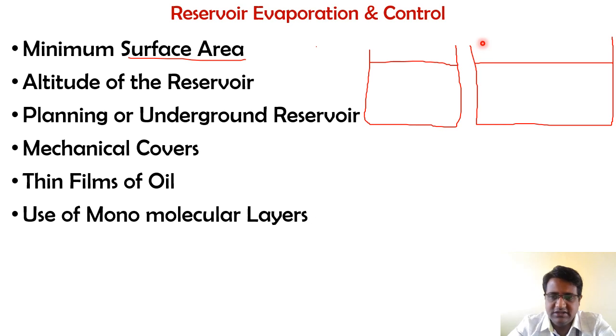It is common sense that when the surface area is less, the contact area between the sunlight and the water surface will be less, and because of that the evaporation will be less. Similarly, if you take a larger surface area, then obviously the contact area will be more, and in turn your evaporation rate will be more. So as and when we have minimum surface area, we can reduce the amount of evaporation.